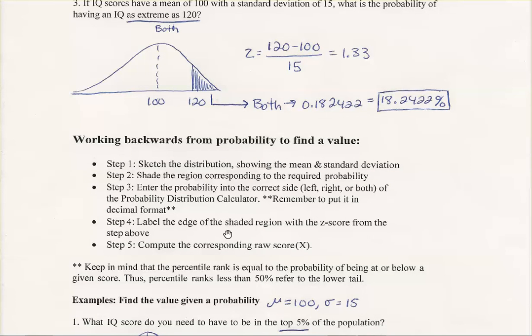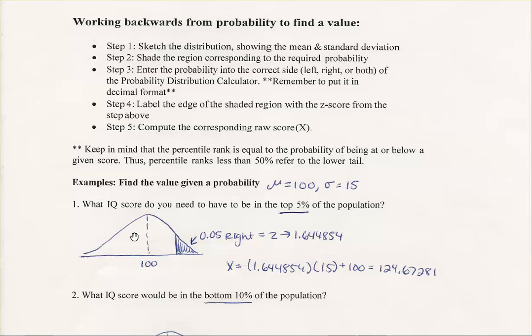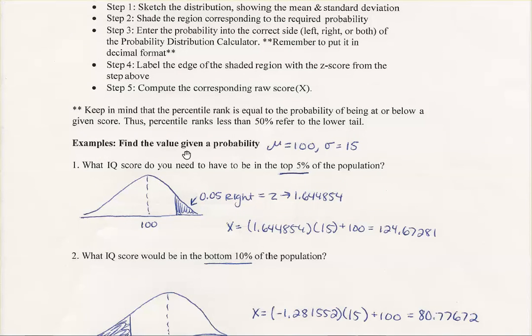Then working backwards from probability to find a value. Here are the steps, which are pretty similar. Basically, find the value given a probability. So what IQ score do you need to have to be in the top 5% of the population? Here we've still got the same mean of 100, standard deviation of 15. So we sketch this out, put our 100 in for our mean, and we want to be in the top 5%. First of all, we know we're going to be over here on the right, and right here is the 0.05, and that's our right side.